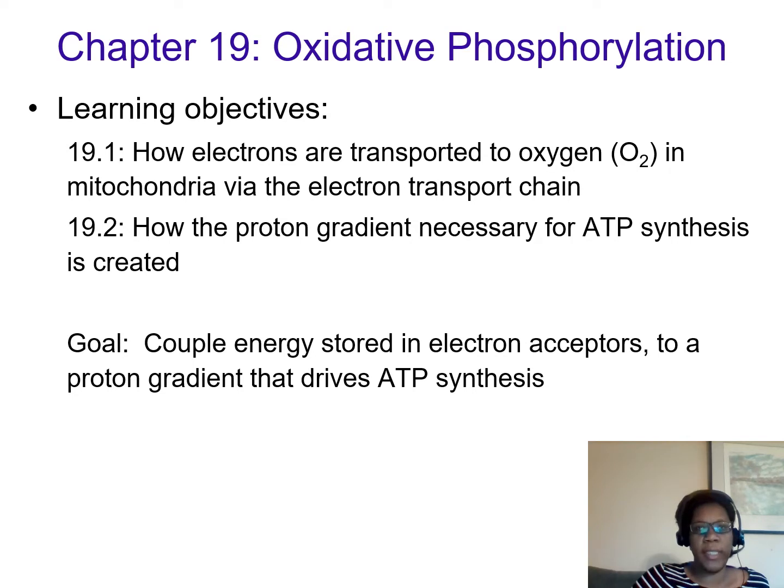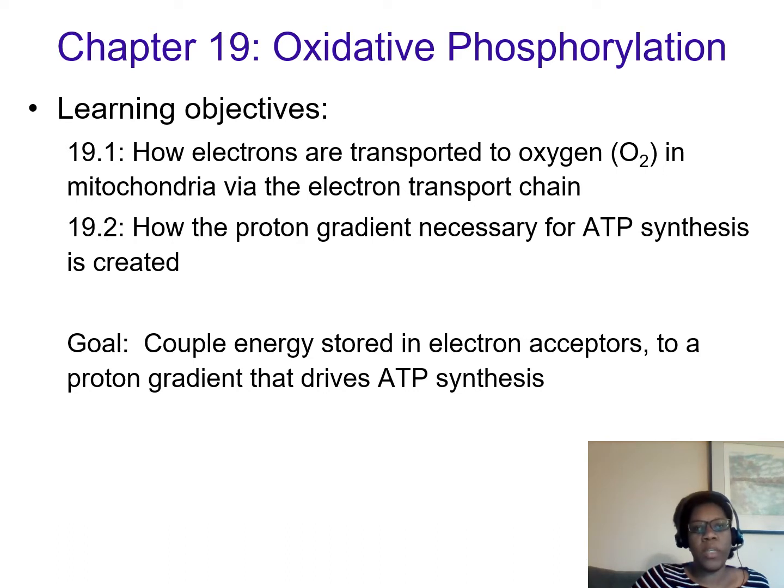So we're going to see the reactions or the mechanisms of how these electrons that are with our electron carriers are carried to oxygen. And then we're going to see how a proton gradient that's created by this electron transport chain is necessary for the synthesis of ATP.